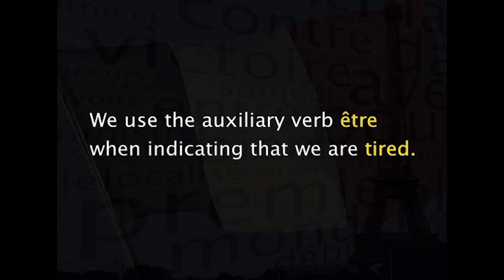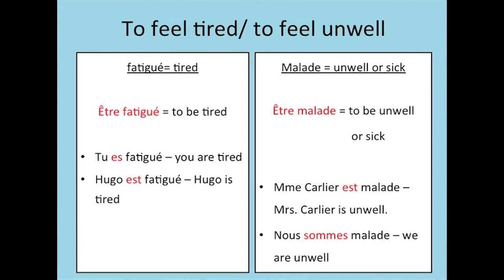Next, let me give you some examples of phrases that are formed by the auxiliary verb être. We use the auxiliary verb être when indicating that we are tired. The word for tired in French is fatigué. Être fatigué means to be tired. So when you say tu es fatigué, it means you are tired. Let me give you another example.